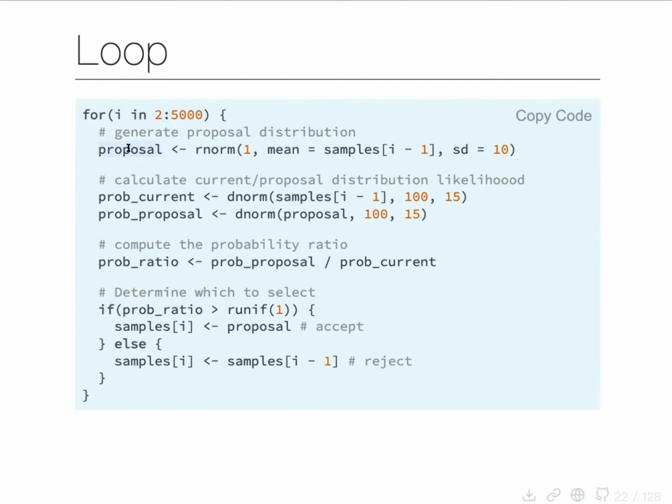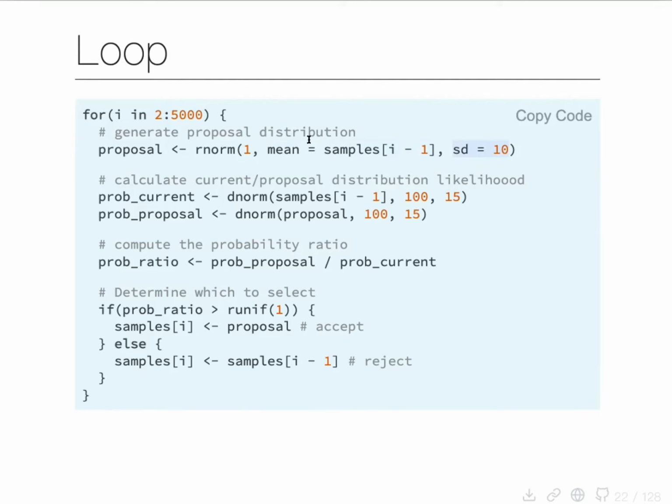The first thing we're going to do is generate our proposal distribution. I'm going to say rnorm, randomly sample from a normal distribution one time, get one sample, where the mean is equal to samples[i - 1]. For the first time, that's 2 minus 1, which is samples[1], which is 110. So my first mean is going to be 110, and then a standard deviation of 10, which again we could set to whatever we want. This is how we're going to take a step in whatever direction for our proposal distribution.